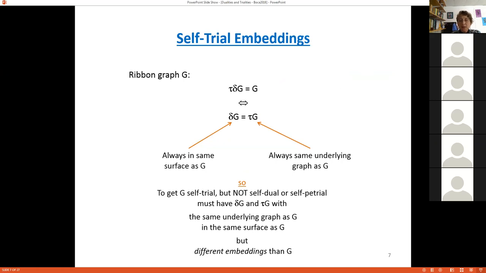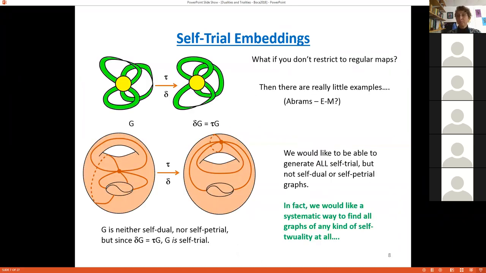So to get a graph that's self-trial, but not self-dual nor self-Petrie, you have to have the dual and the Petrie dual both with the same underlying graph as G, in the same surface as G, but different embeddings than G. So that's why this is so hard. Again, particularly for regular maps. But what if you don't restrict yourself to regular maps? What if you just look at graphs? In this case, there are lots of really little examples, things you can get your hands on.